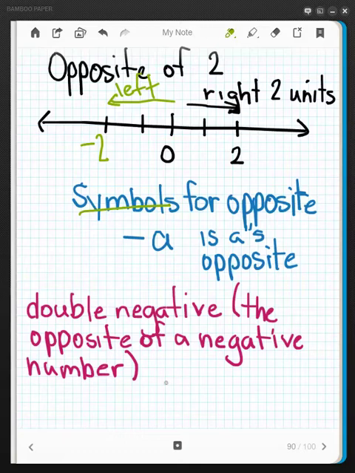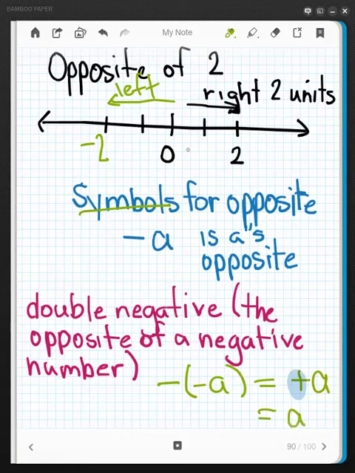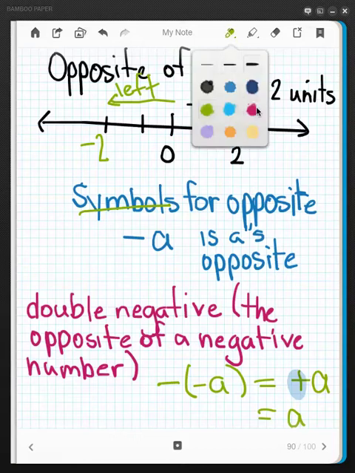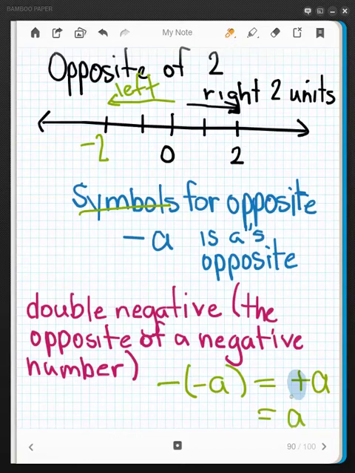Now a double negative, if we say the opposite of the opposite of A, is a positive. And even though we don't always write it, the positive sign is always assumed. So when we write positive A, we can also write just A and mean the exact same thing. The reasoning behind the opposite of a negative number being a positive is that the opposite of being 2 units to the left here is being 2 units to the right, which is a positive 2. And so that's where the double negative comes from.